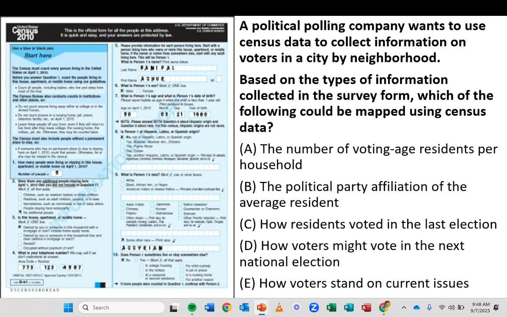A political polling company, like a Democrat or a Republican polling company, wants to use census data to collect information on voters in a city by neighborhood. Based on the types of information collected in the survey form, which of the following could be mapped using census data? Okay, look at your notes. The answer is, right. Remember, the census asks you where you are, how old you are.